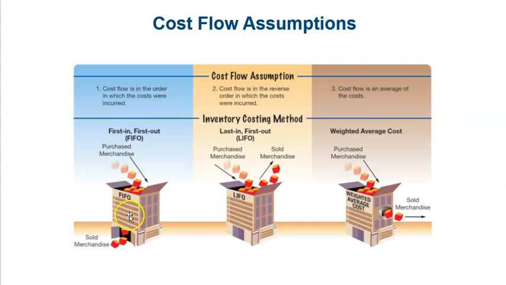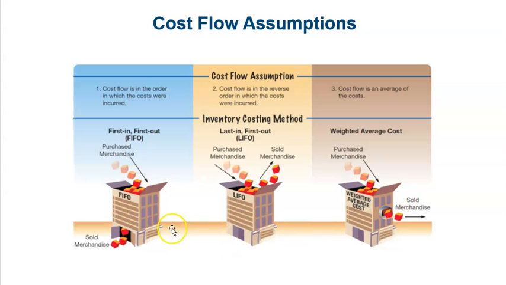Here is a picture of our cost flow assumptions. First in, first out says that the cost flow is in the order in which the costs were incurred. So a very natural order. We sell the first one that we bought, first in, first out. Under LIFO, we sold the last one. We purchased the merchandise and the most recent one that we bought is considered sold. And if we do a weighted average, we get a weighted average of all the ones that we bought, and that is the amount that we use for our cost.